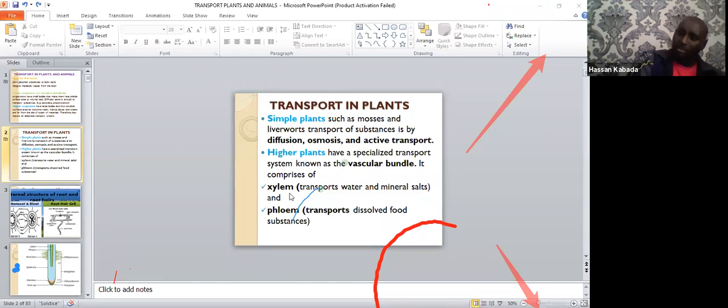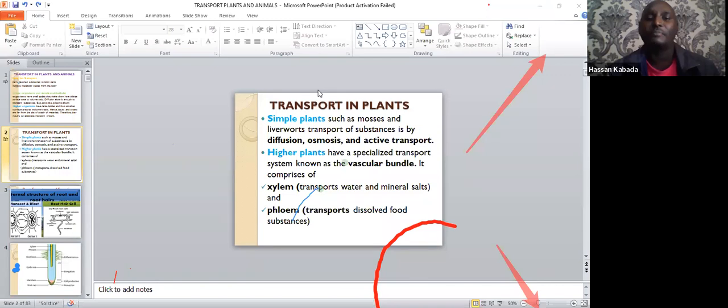the root hair cells. Remember the root hair cells? We're going to look at them. The root hair cells absorb water and mineral salts through osmosis, diffusion and active transport. Once the water and mineral salts are in the roots, they now go to the xylem. Of course, we know that across the cortex, across the endodermis, through the Casparian strip, and then into the xylem.